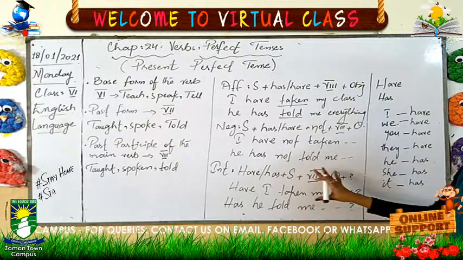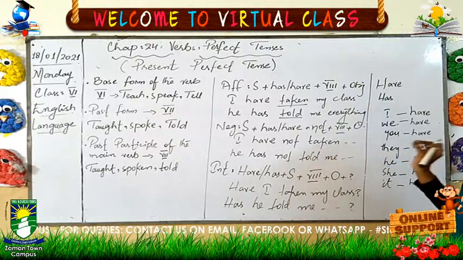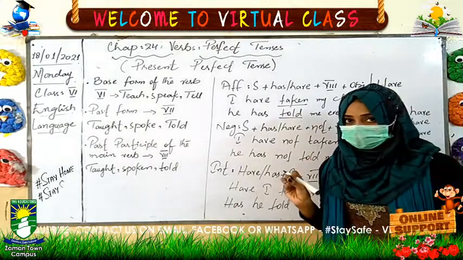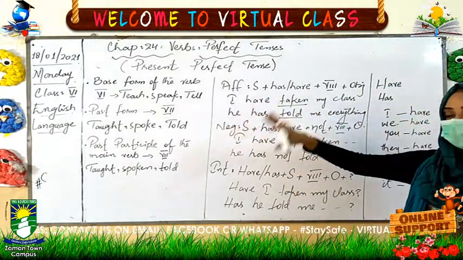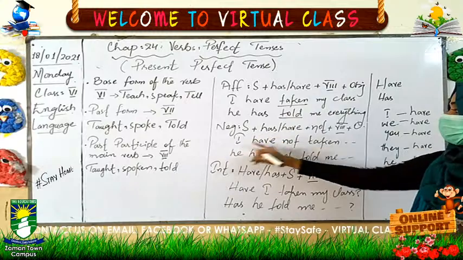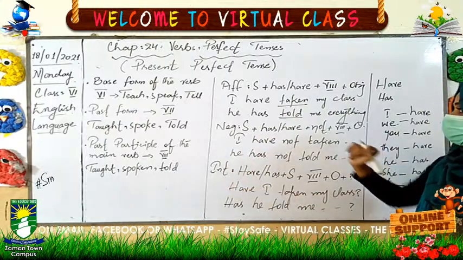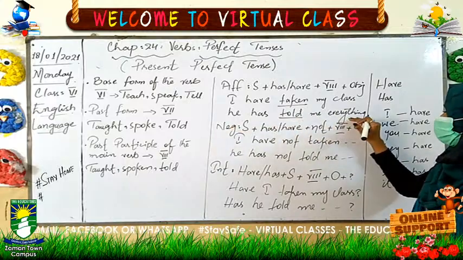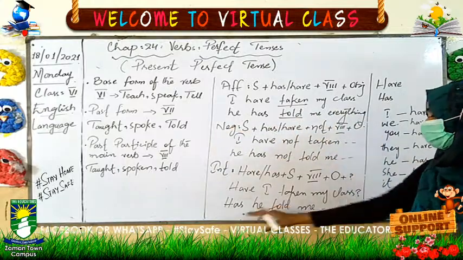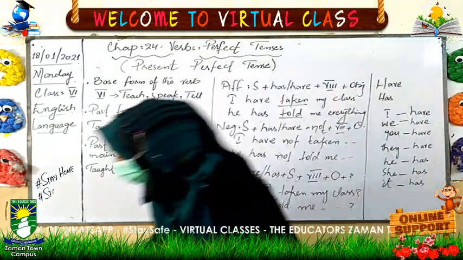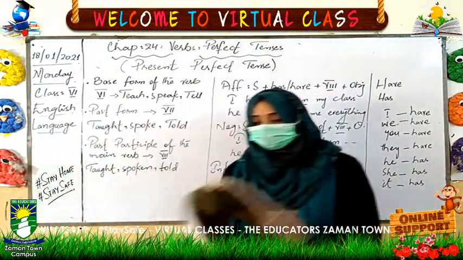So, that was a complete sentence structure which we need to follow while making sentences of present perfect tense. Okay? Again, I am just repeating. I have taken my class. I have not taken my class. Have I taken my class? Then he has told me everything. He has not told me everything. Has he told me everything? Such kind of sentences. Now, moving towards the book.